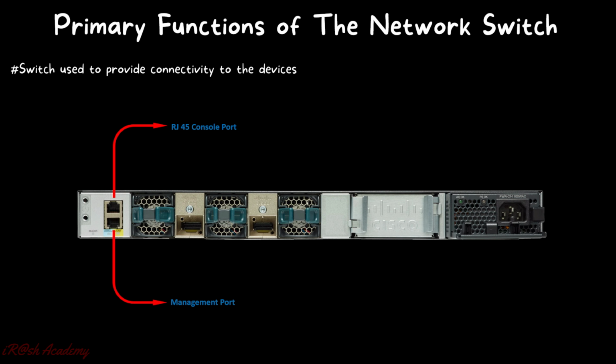Then we have a management interface. This management interface is used for management purposes. We can provide an IP address to the management interface and we can manage the switch over the network. Then we have the system fan. This helps to maintain the temperature of the hardware inside the switch. Then we have the power supply. This is where we provide the electricity to the switch. We can either use a single power supply or double power supply. There is a provision to add an additional power supply into the switch.